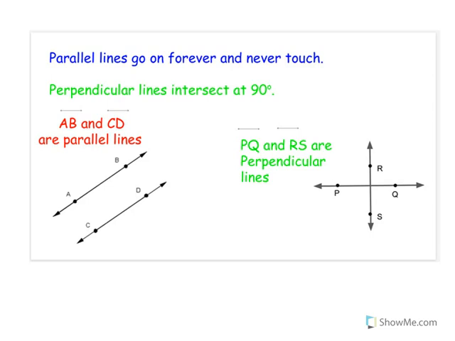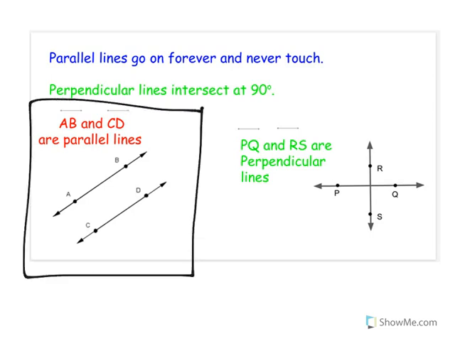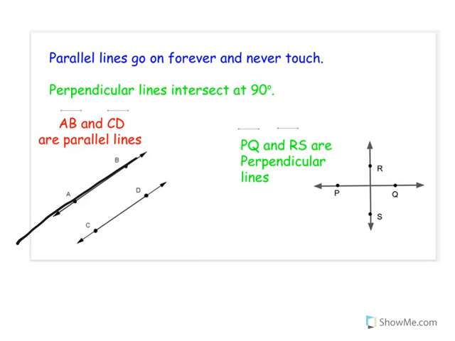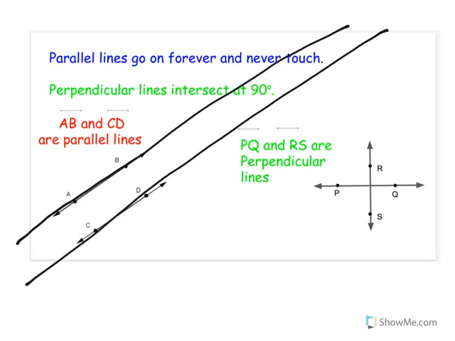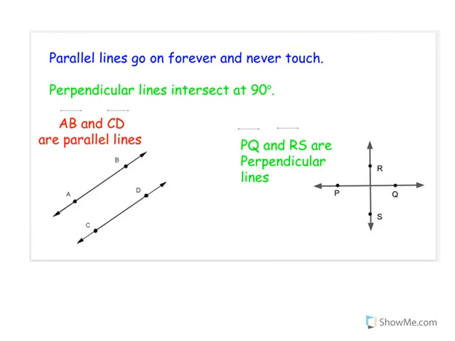Parallel lines are another type of line. They go on forever and never, ever, ever touch. So if I was to extend both of these lines, they're parallel because they never touch each other. Perpendicular lines are another type of line, and they always intersect and make right angles. So, just like these.